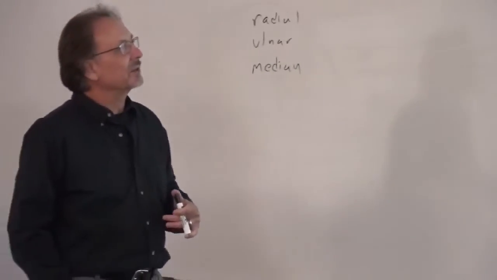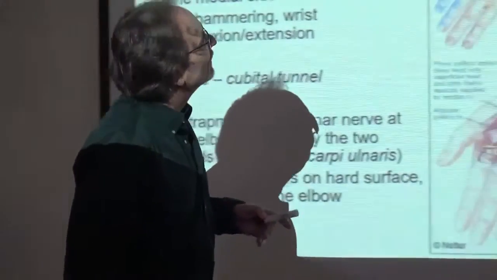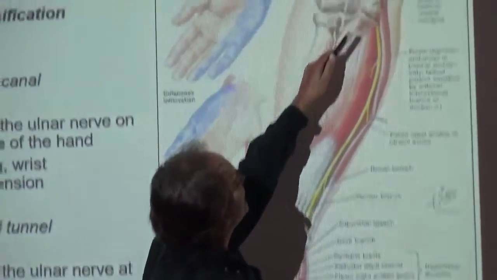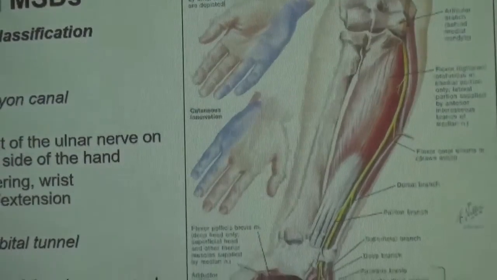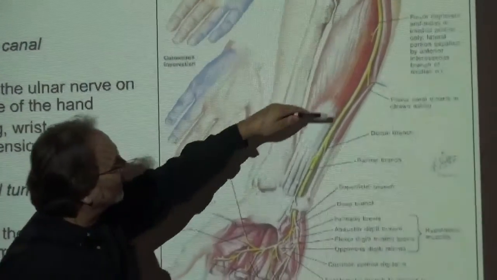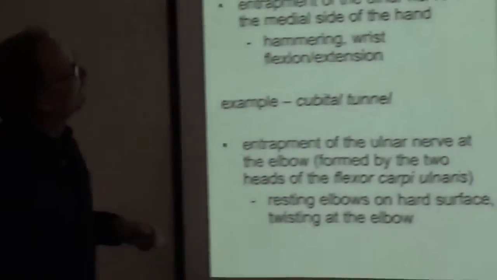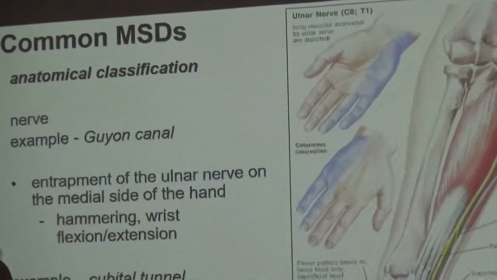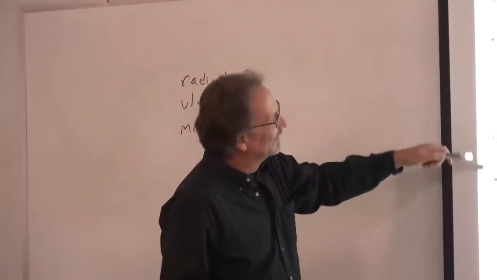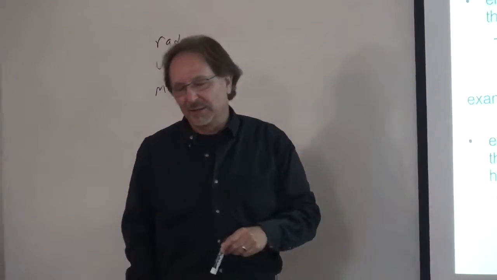This is an illustration of the ulnar nerve as it passes posteriorly to the medial epicondyle, and then down the medial side of your arm along the ulna. And this is the cutaneous innervation pattern of the hand, or these two digits primarily. There are a couple of problems that can result in entrapment of the ulnar nerve.